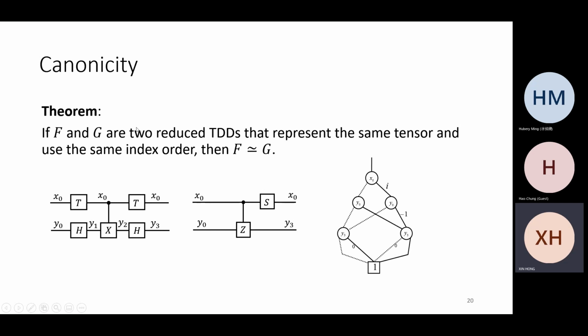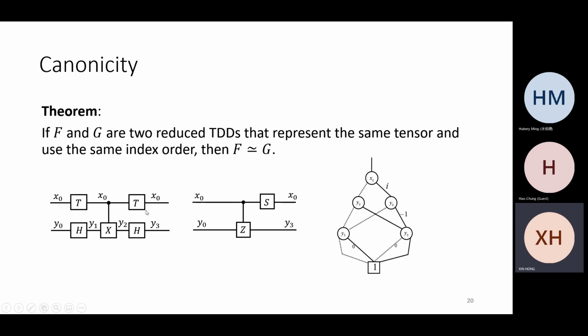Here is a theorem. You can see that this representation is unique. That is, if two tensor decision diagrams represent the same tensor with the same index order, then these tensor decision diagrams should be isomorphic. And you can see that for this circuit and this circuit, the tensor decision diagrams are all of this form.